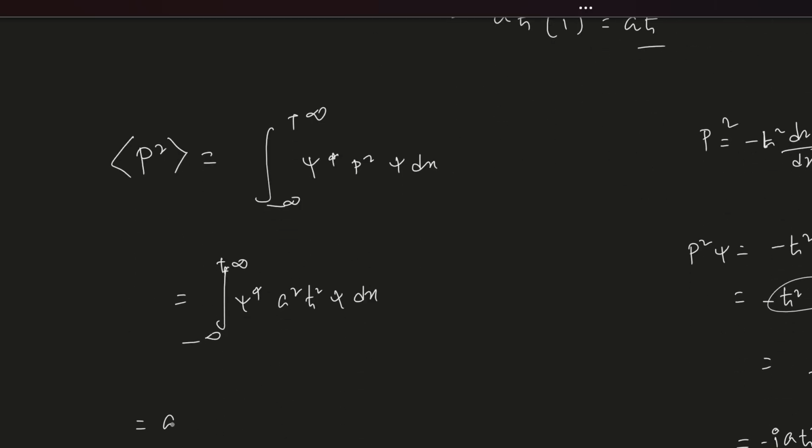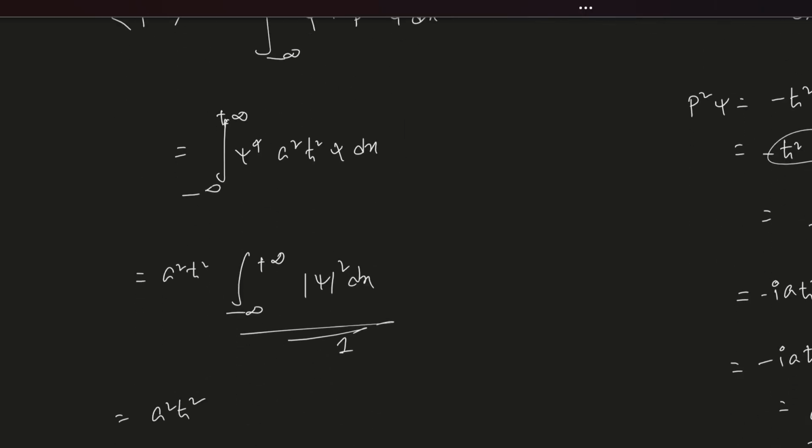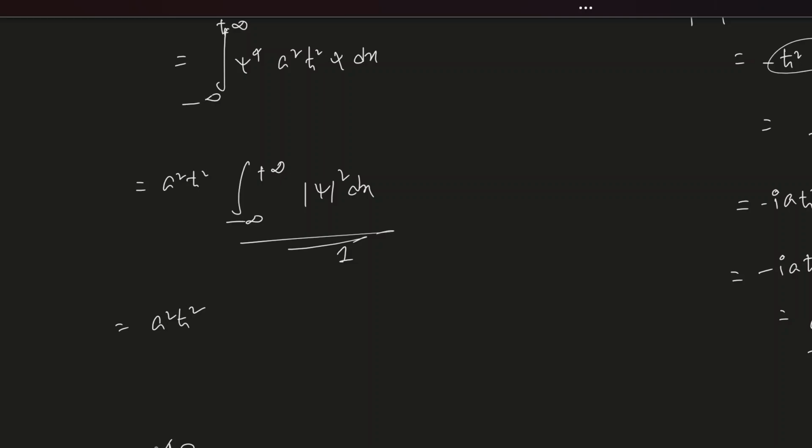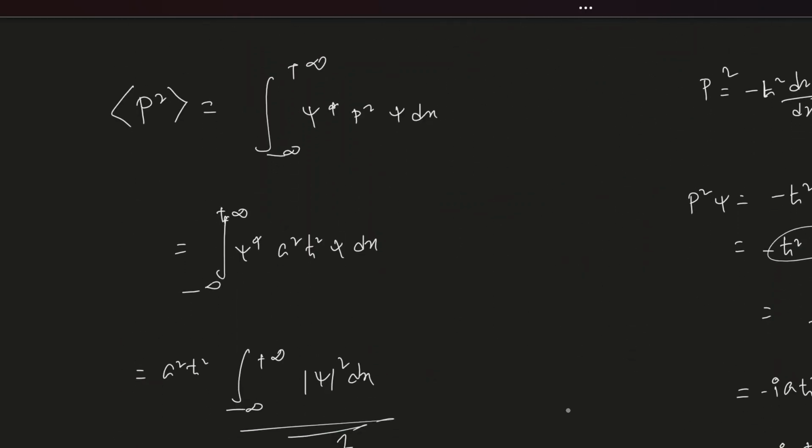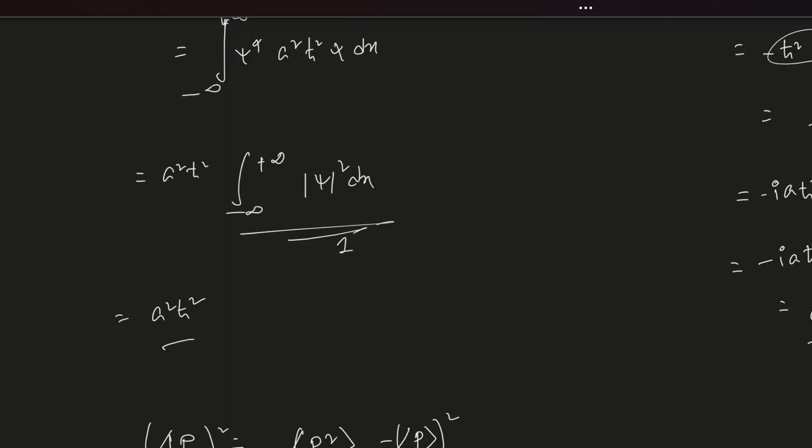Now because these are constant terms, they come out, so only mod psi whole square dx remains. This is normalized, so this is 1. So this is simply a squared h cut square. Now for our uncertainty value, delta p squared is equal to p squared average minus p average whole square. But p squared average is a squared h cut square, minus p expectation value or average, which is a h cut. So a h cut whole square is again a square h cut square, and the difference is 0. So the error or uncertainty in momentum is 0.